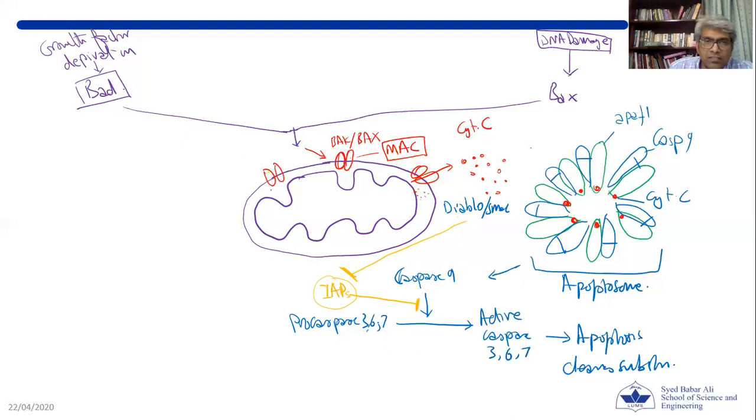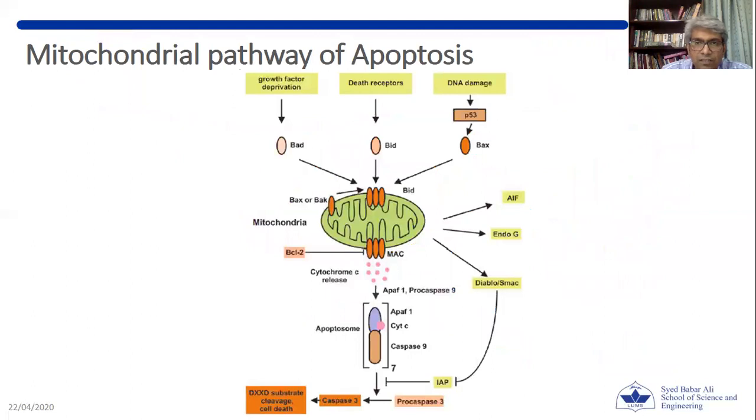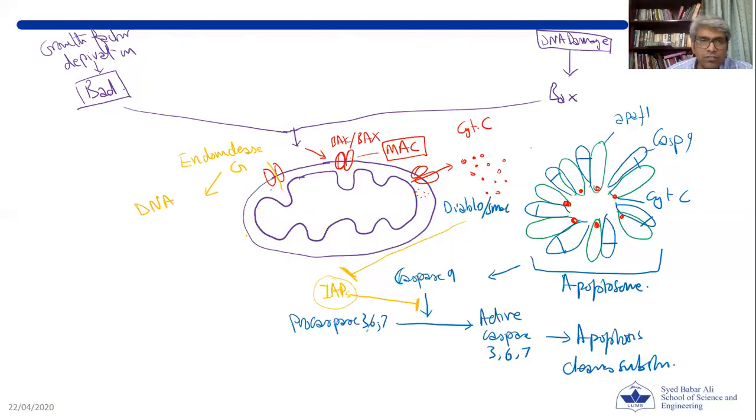Similarly, other proteins are released, for example, endonuclease G is released. This also cleaves DNA, causes cleavage of the DNA. Another protein that is released is apoptosis-inducing factor, AIF, which is also released from the MAC. This causes chromosomal condensation and cleavage of DNA.